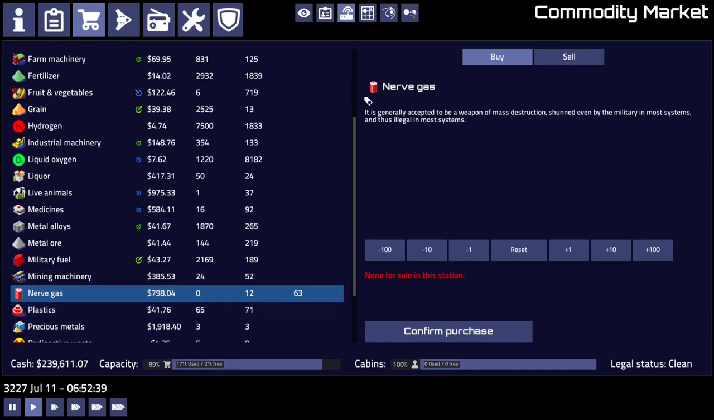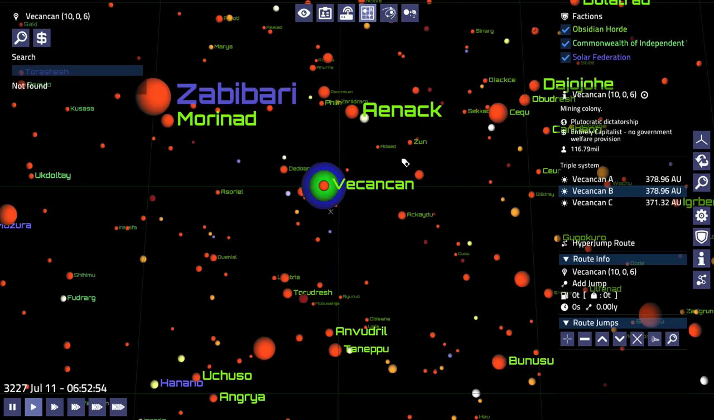So now we've got 63 tons of nerve gas. It's generally accepted to be a weapon of mass destruction, shunned by the military in most systems, and thus illegal in most systems. Well, it's not illegal in the Obsidian Horde. So we're going to use this to make some more money.